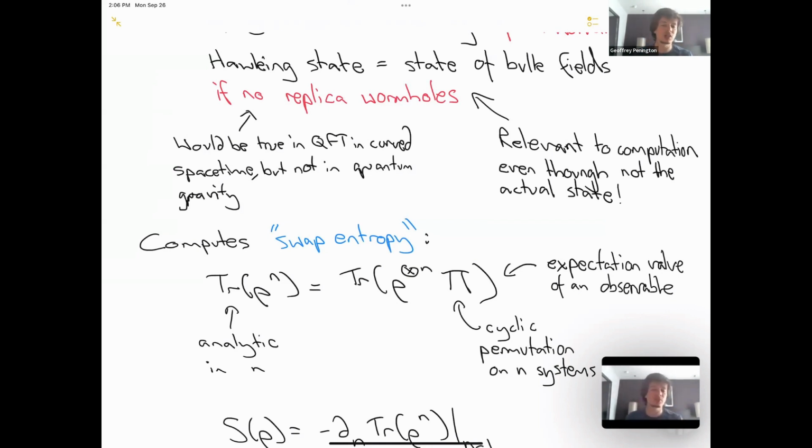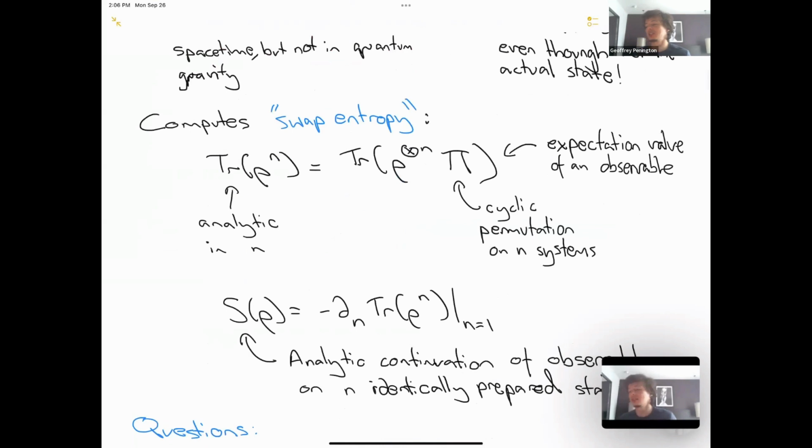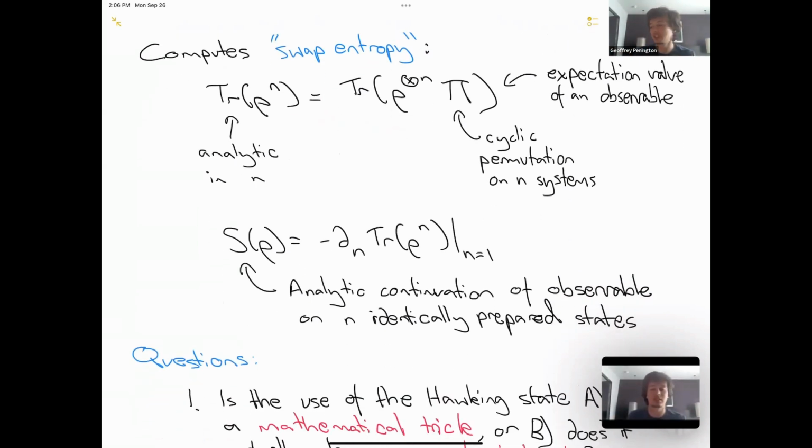And so in principle, if we know the answer for all values of n, we can analytically continue to non-integer values of n. And then if we go to n equals 1 and take the derivative at n equals 1, then we get an answer that in ordinary quantum mechanics would be an entanglement entropy. Okay, in quantum gravity, maybe it's more complicated. But this analytic continuation is the analytic continuation of some observable expectation values on multiple copies of the black hole. And that's the thing that we're computing and showing based on this Page curve.